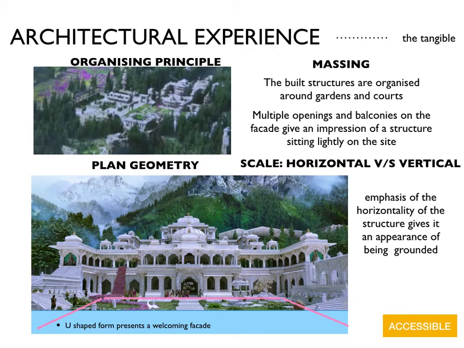The horizontality of the building has been emphasized. This makes the fairly large palace complex look less daunting. This impression is further enhanced by creating a porous facade with open arches and balconies. The building complex is organized around gardens and courtyards as though in reference to the gardens of Brindavan in the stories of Krishna. The U-shaped plan forms a welcoming facade.